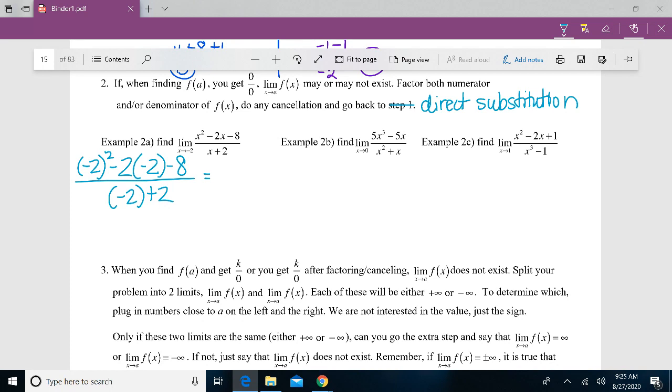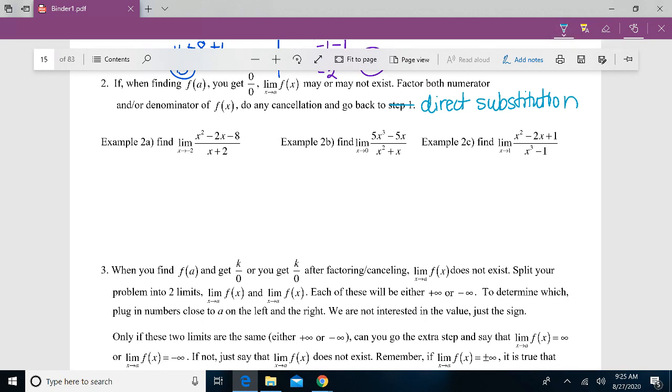-2 squared is 4. -2 times 2 is -4... minus 8 over -2 plus 2 is 0. Now 4 plus 4 minus 8 is 0 over 0, and 0 over 0 is not a number. So that means we need to do something else. So let's try factor and cancel. I'm going to erase that because 0 over 0 is not my answer. Don't say this equals 0 over 0. That's not your answer. It's just work that you're doing to say, oh, that way didn't work. I'm going to have to try another method.